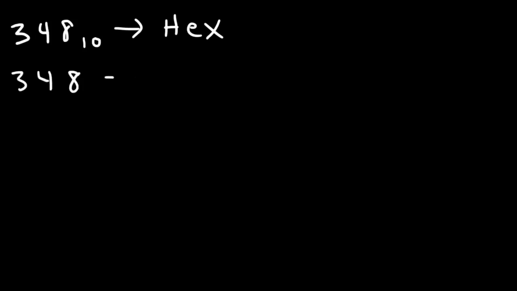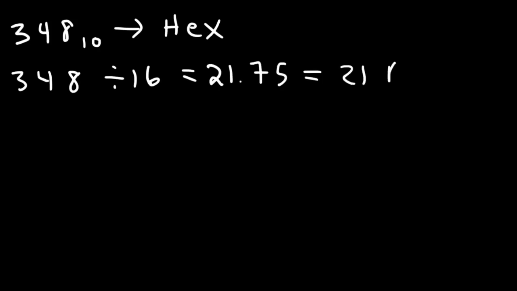Now let's talk about how to convert a decimal number into a hexadecimal number using successive division. So let's use the same number, 348. Let's convert it to a hexadecimal number. Now, the hexadecimal number is basically a number in the base 16 system. So this time, instead of dividing by 2 or 8, we're going to divide by 16. So if we take 348 and divide it by 16, this will give us 21.75. And so that's 21 remainder.